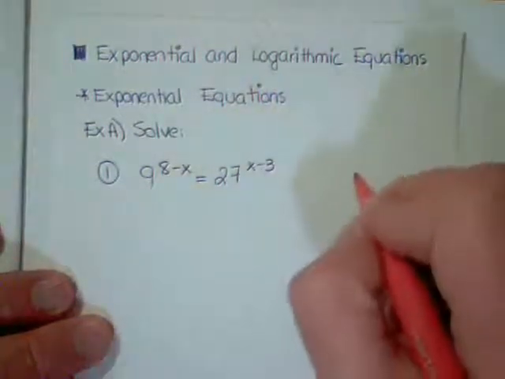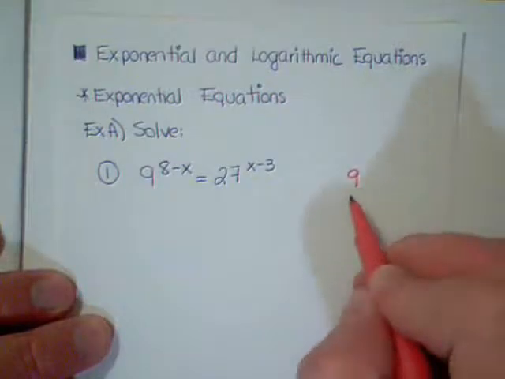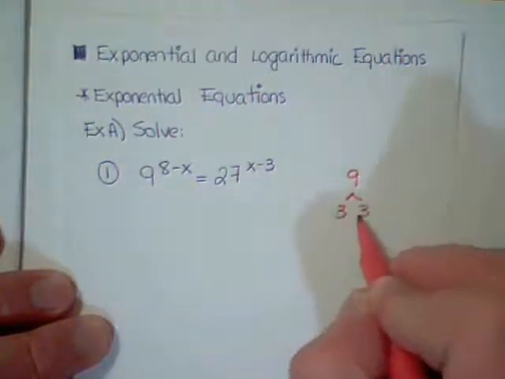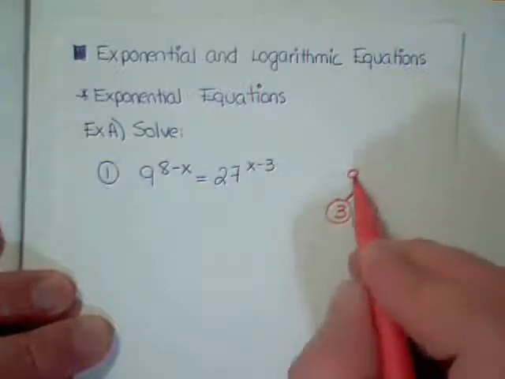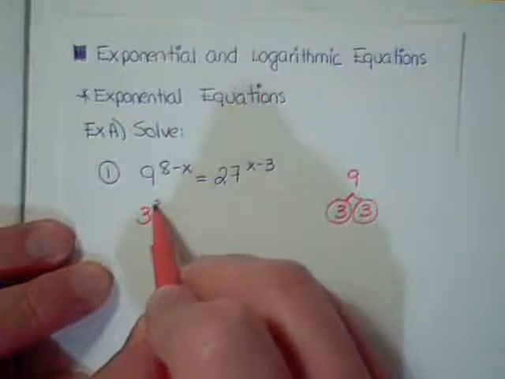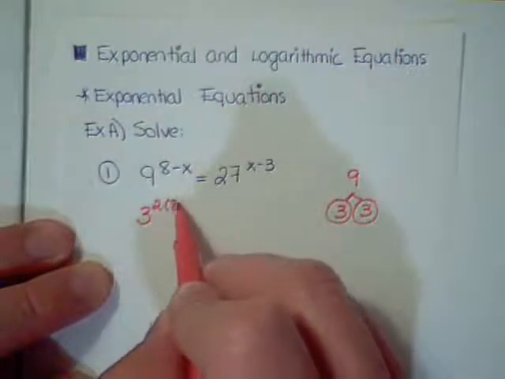The way to approach this is we're going to look at the number 9 to start with, and ask ourselves, how can we break the number 9 down? We can break it down as 3 times 3. So instead of writing 9, I can write 3 to the second power. So this would be 3 to the second power to the 8 minus x.